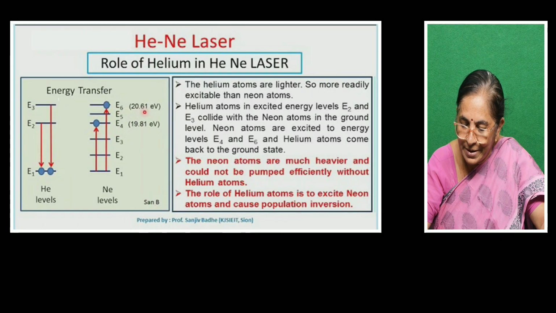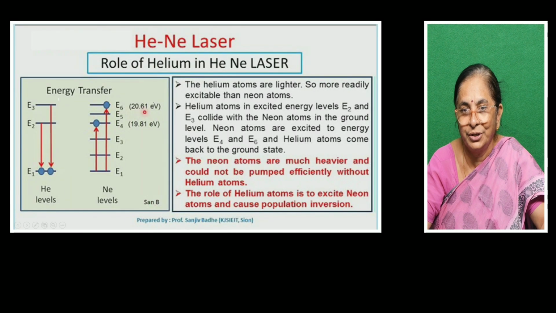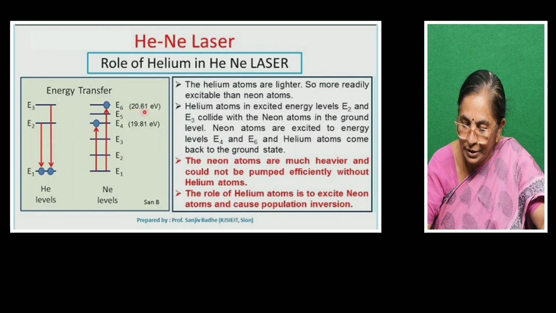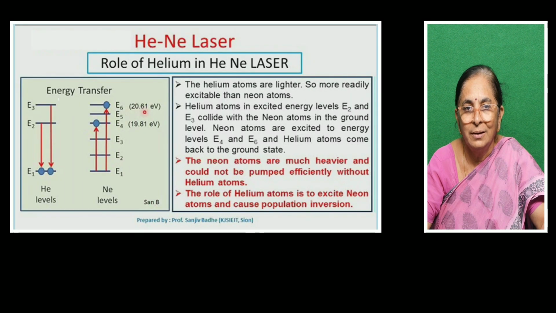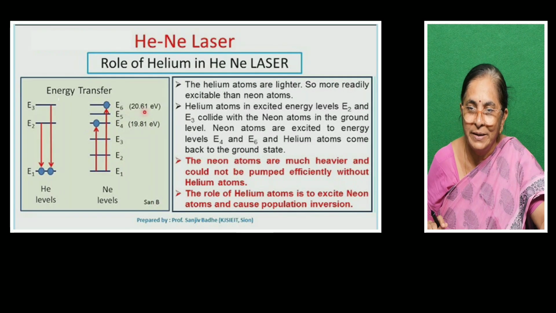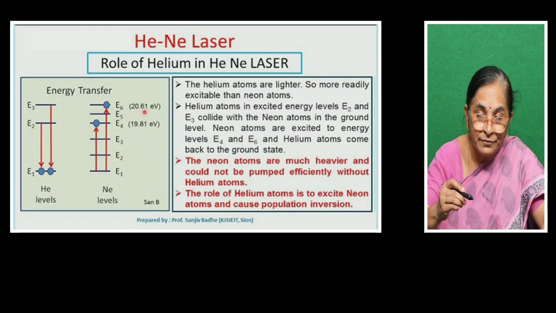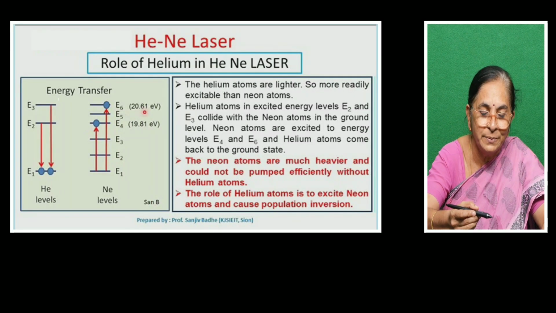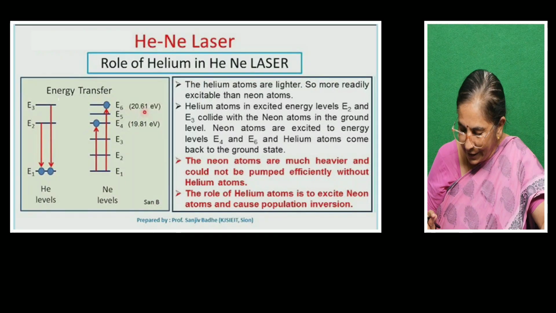The role of the helium atom is to excite neon atoms and cause the population inversion. In the earlier talk, I told you what population inversion is. That is, the number of atoms in the higher energy levels becomes more than the number of atoms in the ground level. Then you can say population inversion has taken place. So here population inversion of neon atoms is taking place because of the presence of helium atoms.